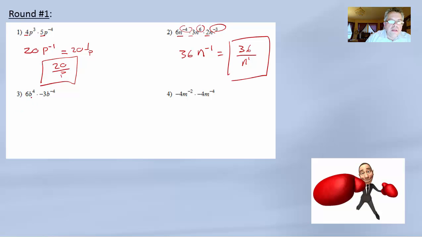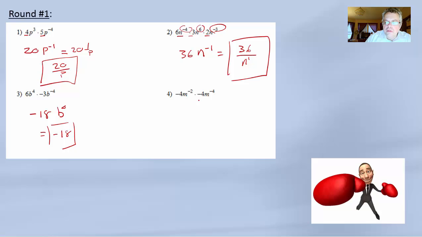Okay, I'm going to do these kind of quickly. We have 6 times negative 3 is negative 18. And then when you add exponents, b to the fourth times b to the negative fourth is just b to the 0. Okay, anything to the 0th power is just 1. So we can write this as just negative 18.